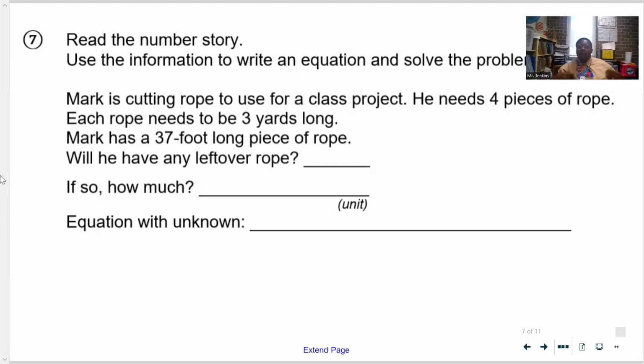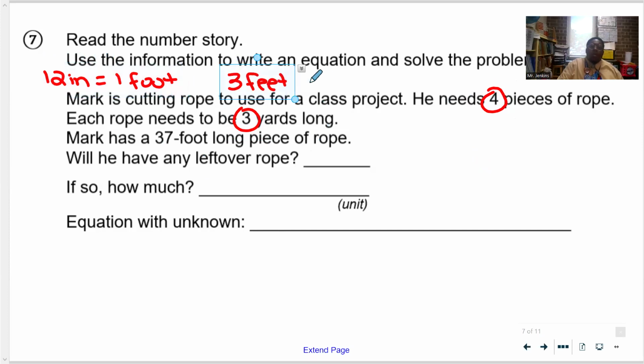So for this problem, I think it would be good to use drawing. It says Mark is cutting off rope to use for a class project. He needs 4 pieces of rope, and each rope needs to be 3 yards long. So again, we are using conversion here. For this problem, you need to know your inches, yards, and feet. There are 12 inches in 1 foot, and there are 3 feet in 1 yard. So you need to know your customary conversions. That's all you need to have memorized for this problem.